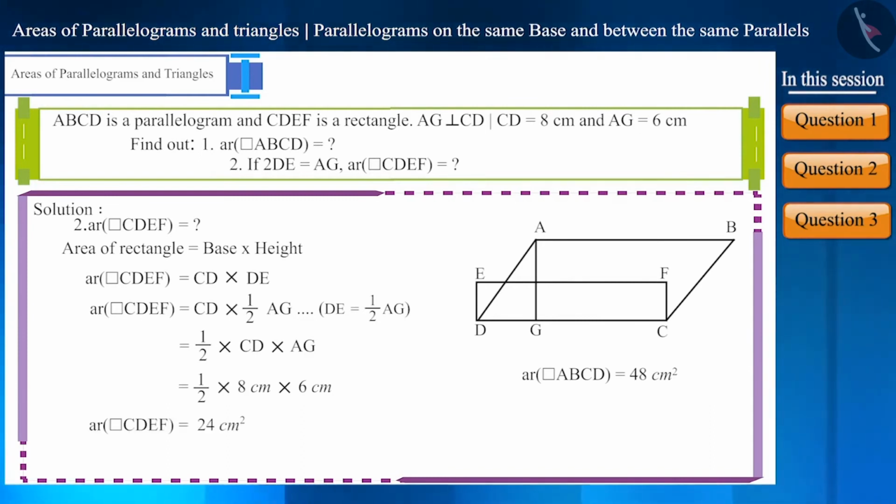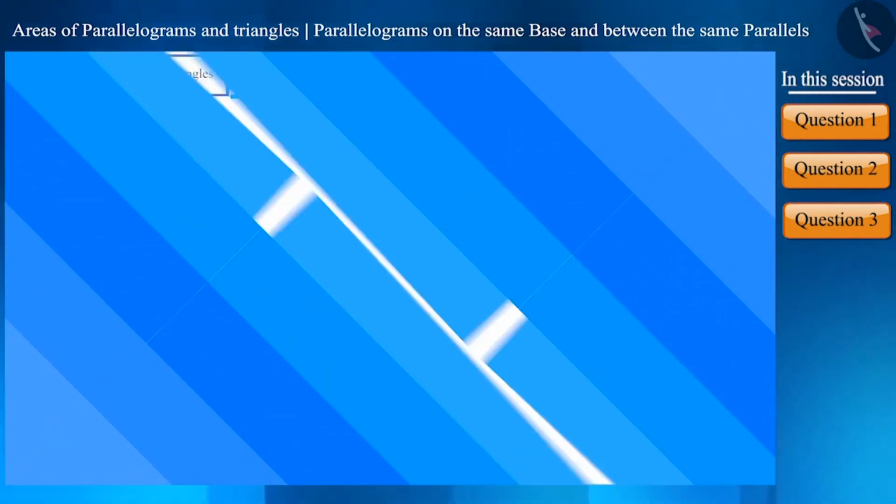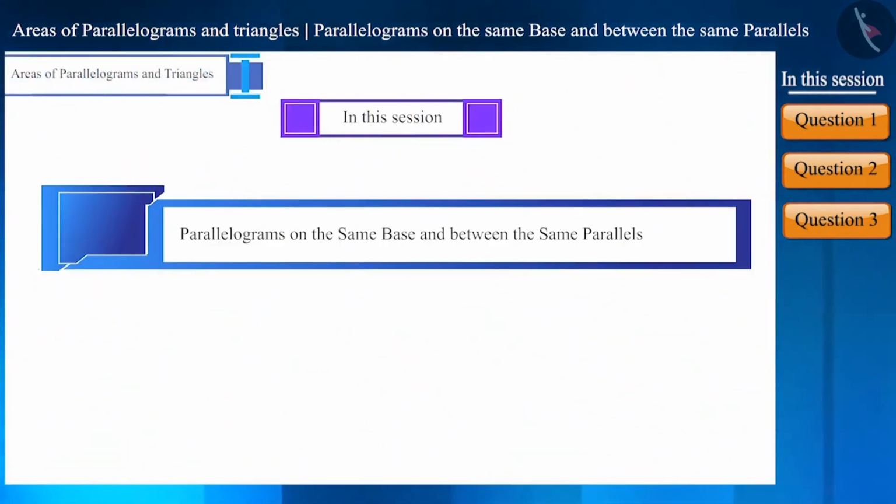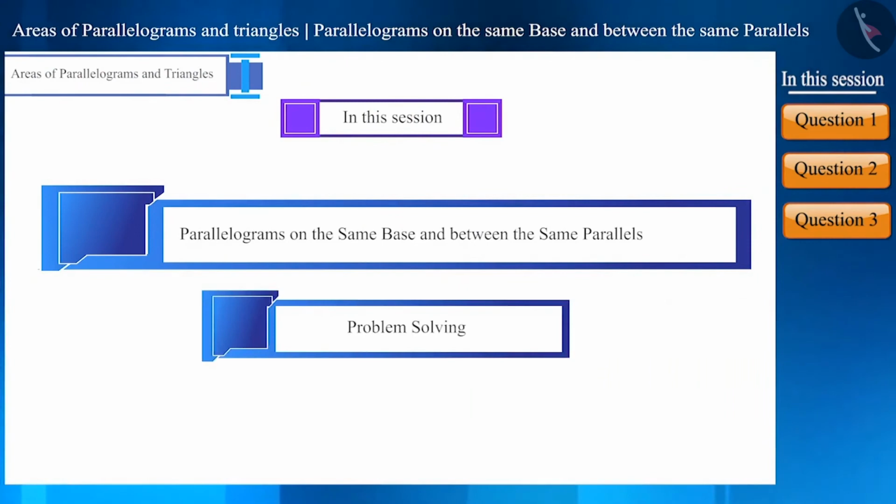Here, we can see that the area of the rectangle is half the area of the parallelogram. This is because, in spite of having equal bases, the height of the rectangle is half the height of the parallelogram. Friends, that's all in this session. Today we have solved some questions related to the area of parallelograms on the same base and between the same parallel lines. So see you in the next video with some more facts based on this.